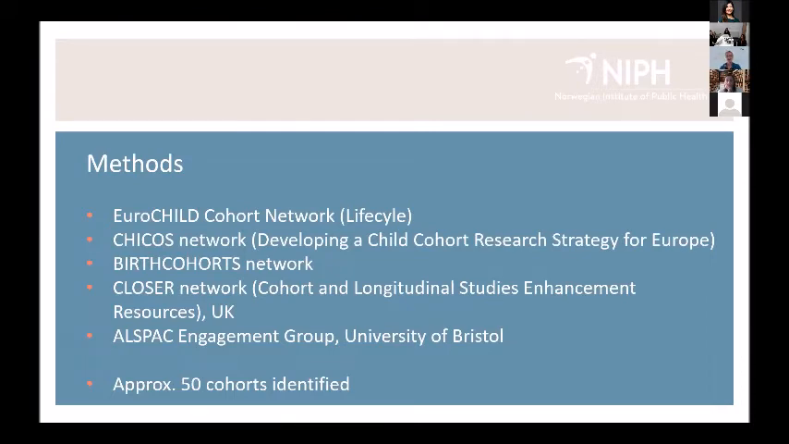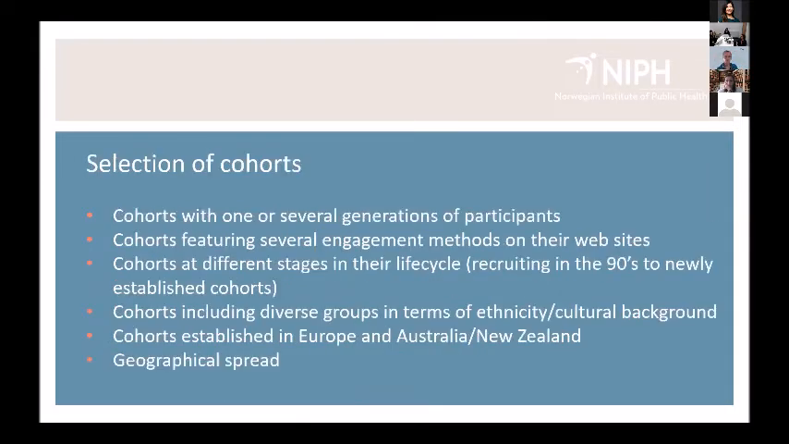In the UK, there is a network called Closer, a network for UK longitudinal studies, and that is very much preoccupied with participant engagement. And ELSPAC has also been setting up an engagement group that has been gathering cohorts with an interest in engagement. So looking at all these networks, we identified approximately 50 cohorts that could potentially be approached. And of course, it was very difficult to make a selection.